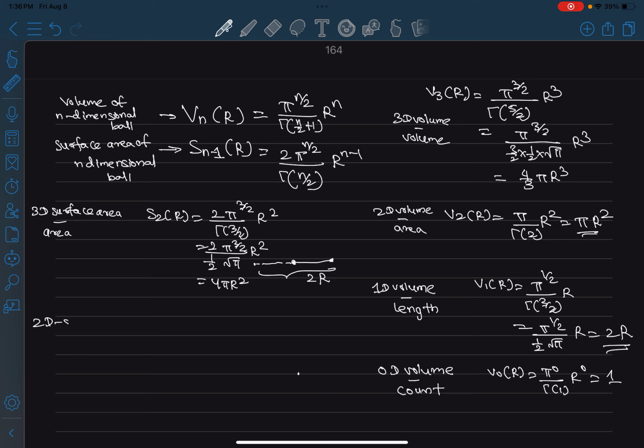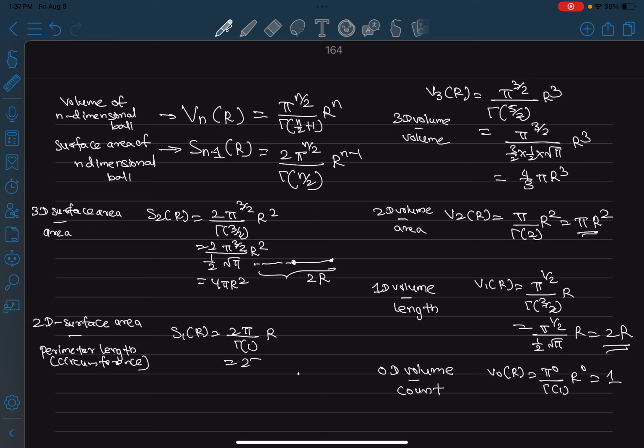Now what should be the 2D surface area? The 2D surface area will be the perimeter length, the perimeter of a circle, the circumference. So it's a length right now. Now if you try to find it, it will just be 2 pi r. So S1 of r will just be 2 pi by gamma of 1, times r. So that's just 2 pi r. Exactly. The formula knows that the surface area should be the circumference of a circle.